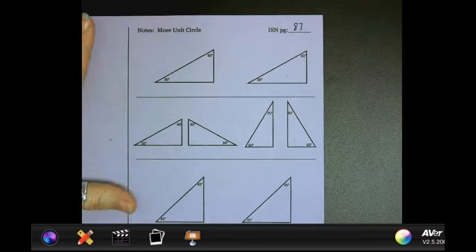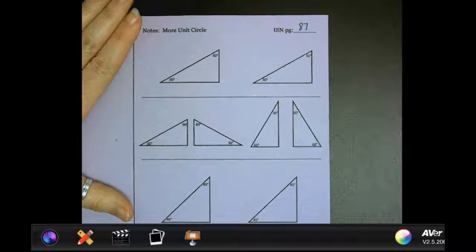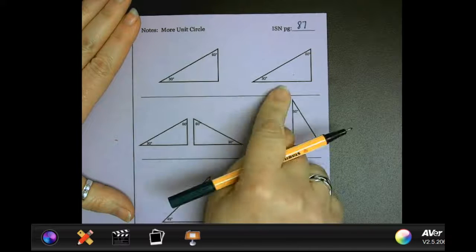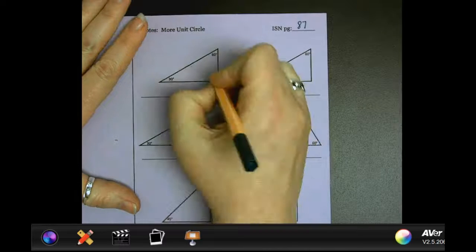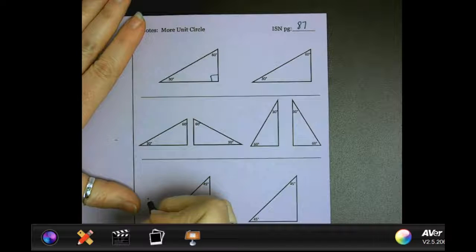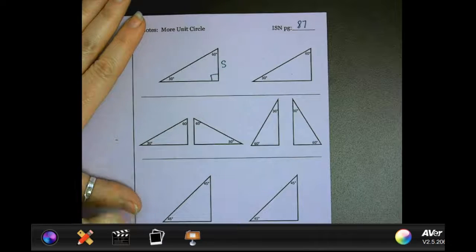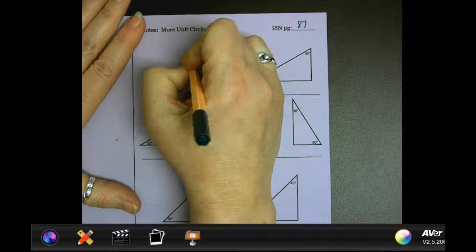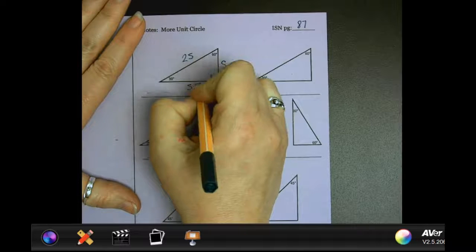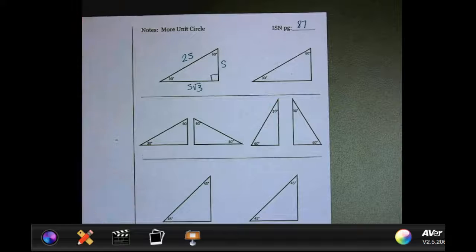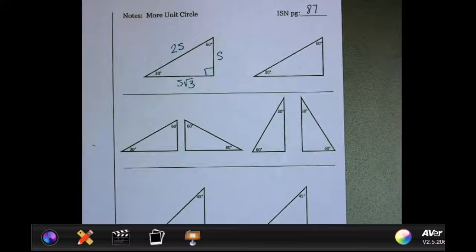I'm sorry. All right, so we reviewed 30-60-90 triangles the other day. So we know when we go to solve them that to label it, across from 30 is S, the hypotenuse is 2S, and this is S square root of 3. We all agree with that? I hope so, because that's the way to do it.